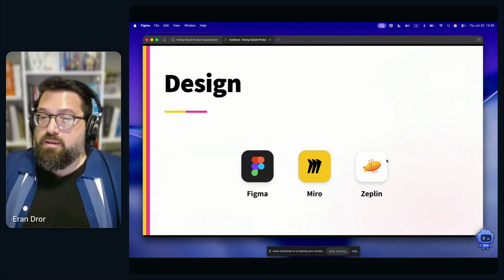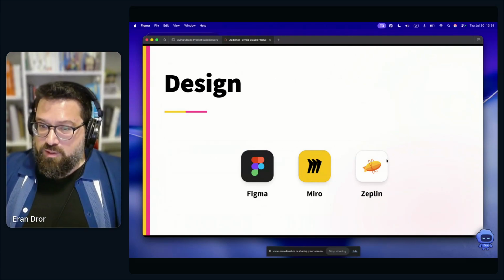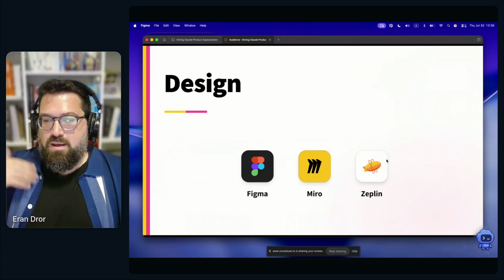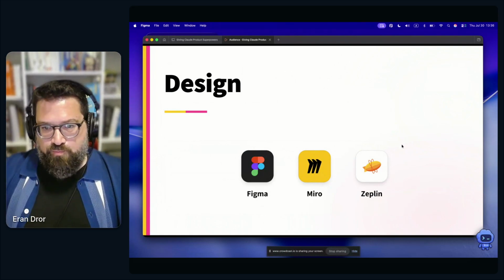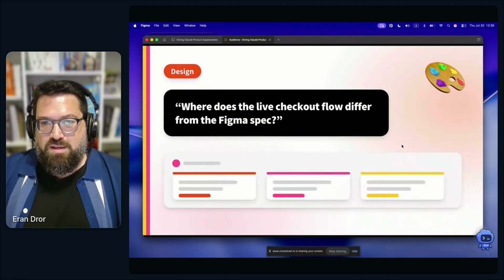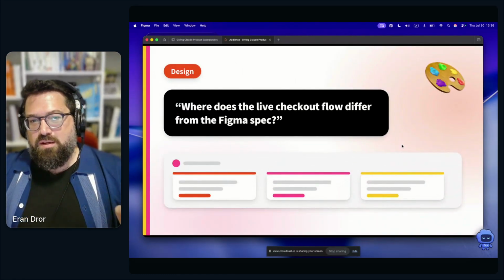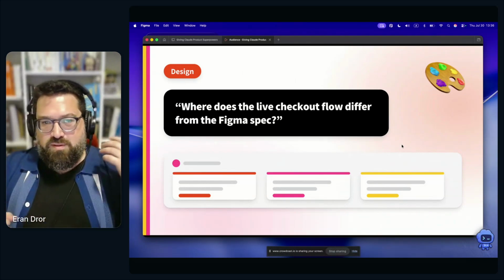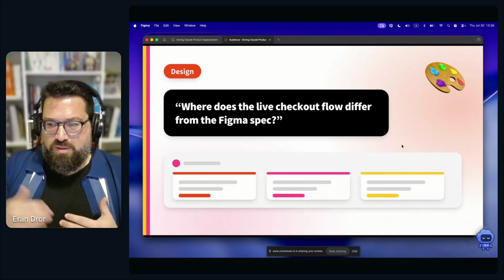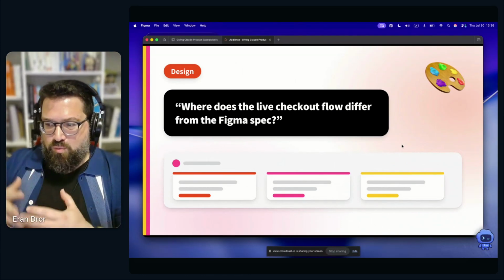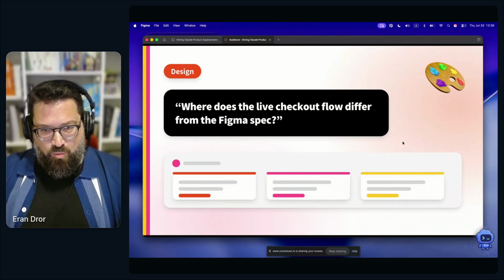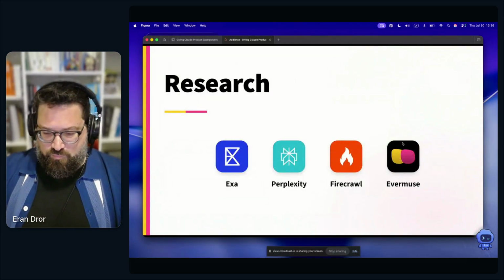And Zeplin is another design tool we were hearing about. This surprised me a little bit, but a lot of people are using Zeplin with Claude to make the design a reality and transition into code. Very interesting. So you can see where the code differs from the design, where the request differs from the design, how we could make the design better. All of these capabilities come in with the Figma plugin.